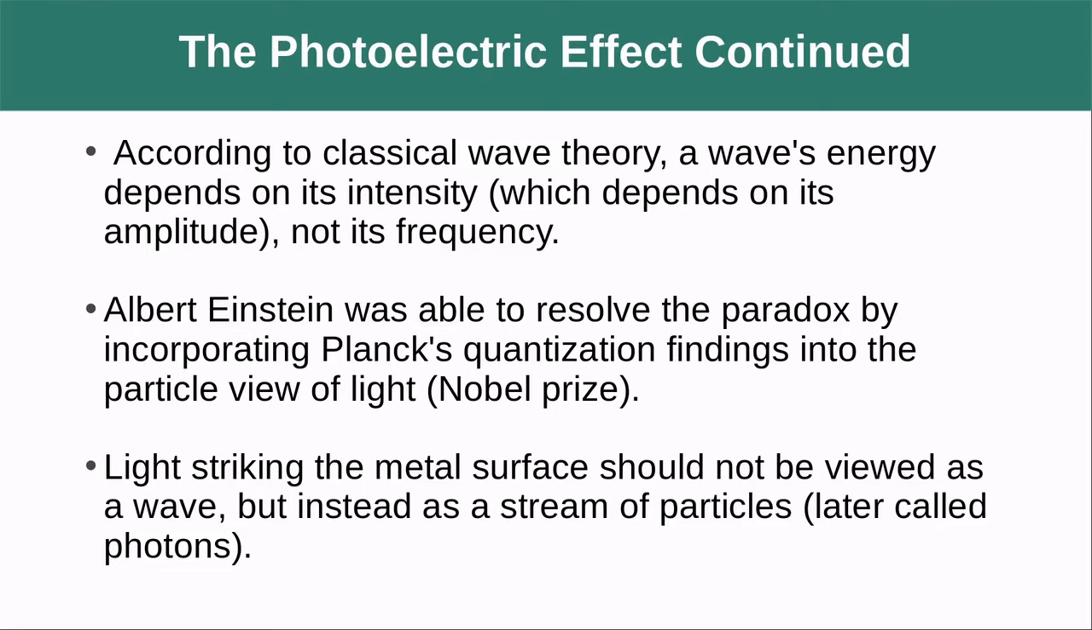And then enter Albert Einstein, who was able to resolve the paradox by incorporating Planck's work into his view of particles of light, his particle theory of light. He actually won the Nobel Prize for that. A lot of people think Albert Einstein won the Nobel Prize for something different, but it was actually for this photoelectric effect that he was working on.